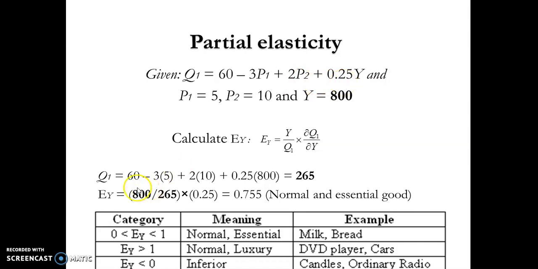So therefore, I have my formula, substitute those values into this formula. I'm going to have 800 over Q1, which is 265, times my first order partial derivative with respect to Y. It was just 0.25 and that gives me an answer of 0.755. So it's positive, so it's a normal good, but it's less than 1, so it is just an essential good. So that is how you will go about solving your 3 partial elasticities.